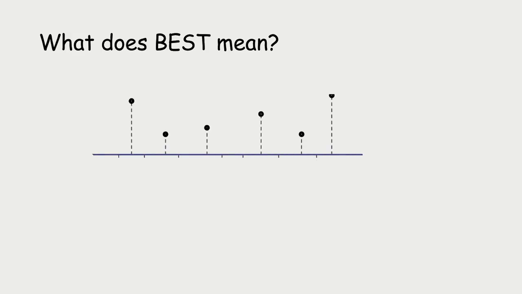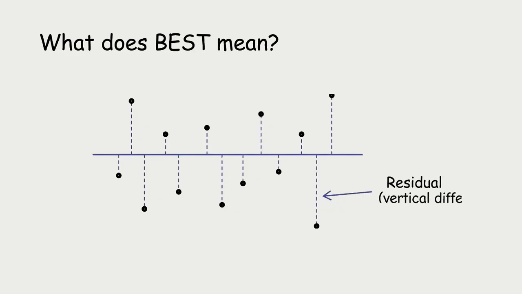The key question is what best means. It does not mean the line that looks nicest. For any proposed line, you can measure how far each point is from the line vertically. That vertical difference is called a residual. Some points fall above the line, some below. If you simply added the residuals, positives and negatives would cancel.